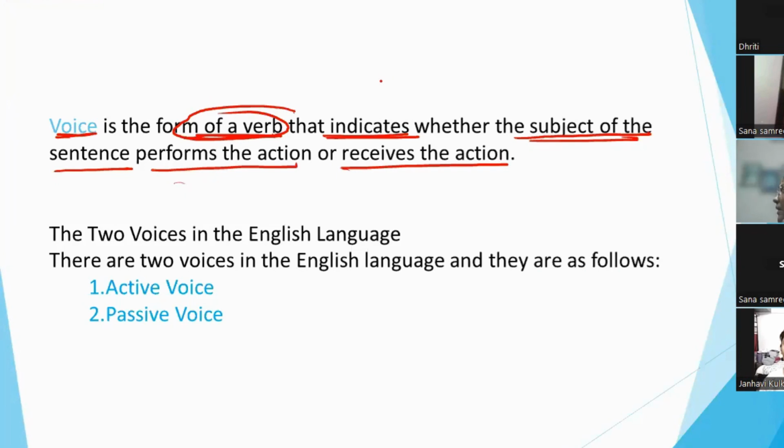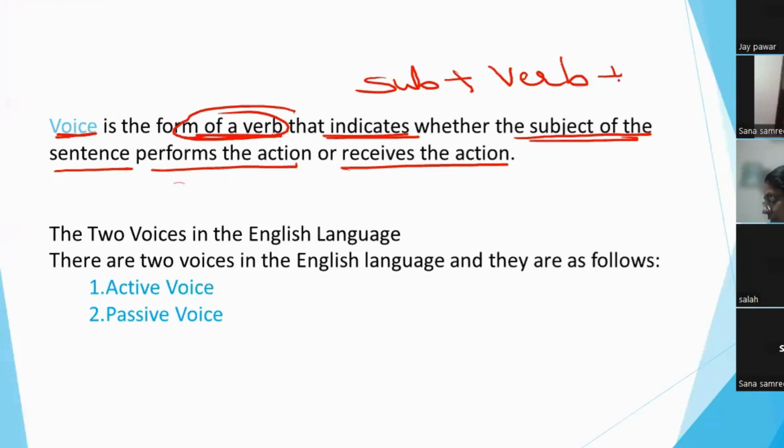So basically what happens in a sentence, you'll be having a subject, right? And that subject will be doing some kind of work. So we'll have a verb in the sentence plus an object that is receiving the action, isn't it? Yes or no, students? Yes. So basically a sentence consists of a subject plus verb plus object. Subject, verb, and object.